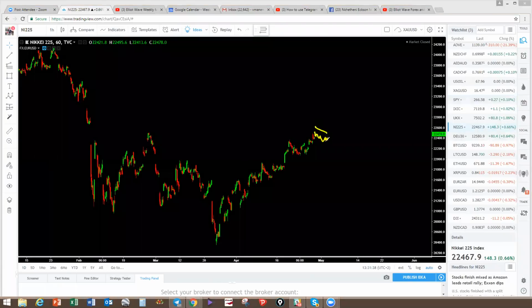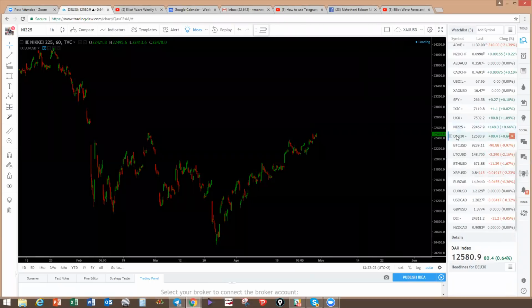This one has got a slightly different structure to the others, but you can see that we also broke out of a V pattern here, which we saw quite early. And now you're getting this correction here. So any corrective flag like this, similar in size as this, you keep buying it. Buy and take profit, buy and take profit. Okay, that's the Nikkei and the DAX.